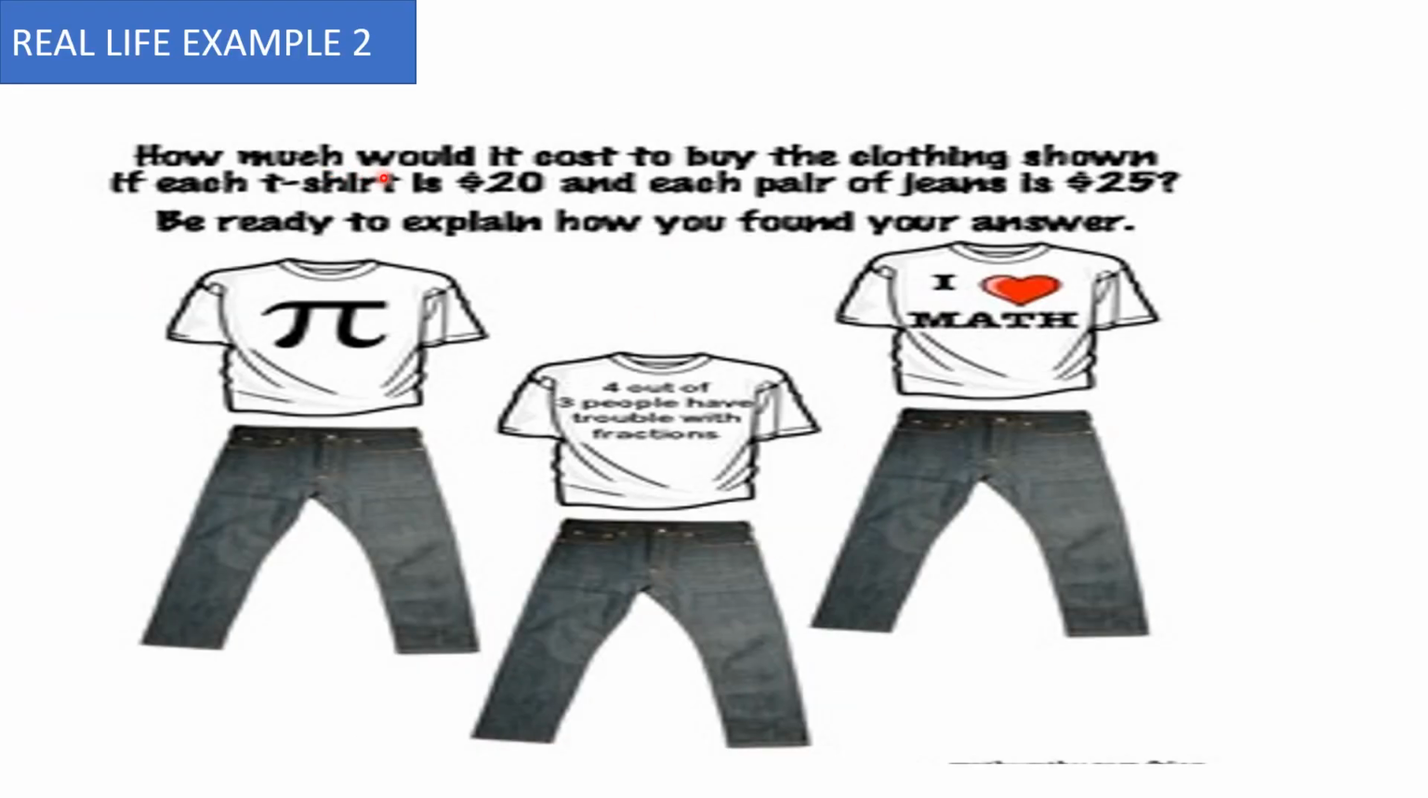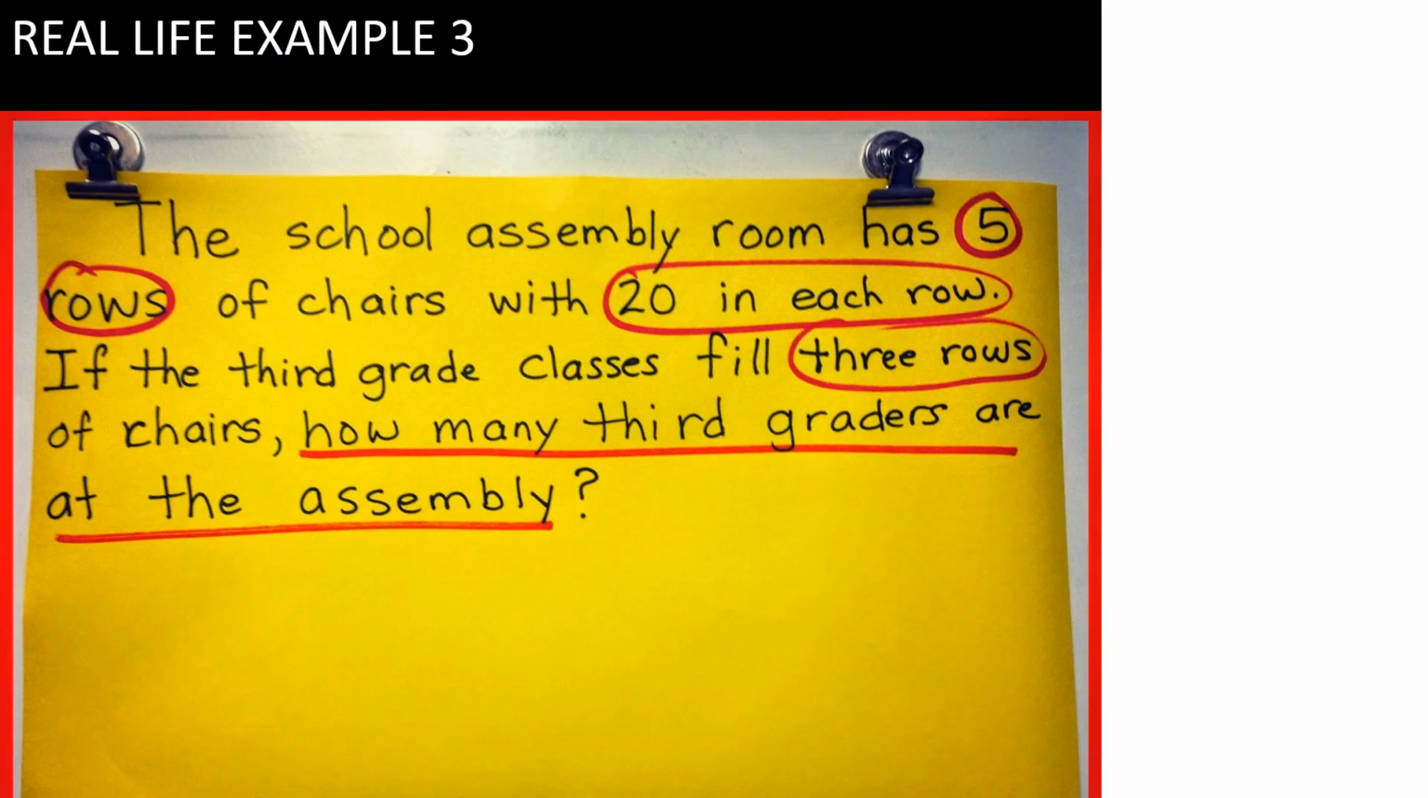One more example. How much would it cost to buy the clothing shown if each t-shirt is rupees 20 and each pair of jeans is rupees 25? So what is the total cost? Use distributive property to find out the answer. The school assembly room has 5 rows of chairs with 20 in each row. If the third grade class fills 3 rows of chairs, how many third graders are there in the assembly? Again, use distributive property to find out the answer.